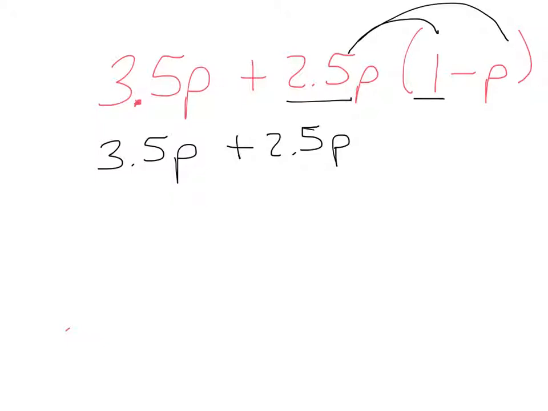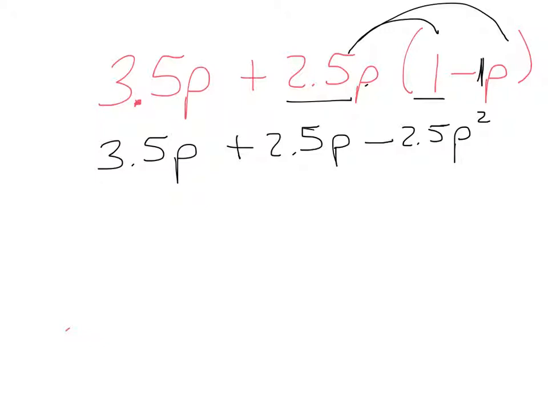Now this next one is 2.5p times negative p. Well, remember, there's an understood 1 right there. So 2.5 times 1 times negative 1 is negative 2.5. Now remember, in this case, p times p is p to the second power, because there's that rule where you add the exponents. Now, let's go ahead and combine like terms.